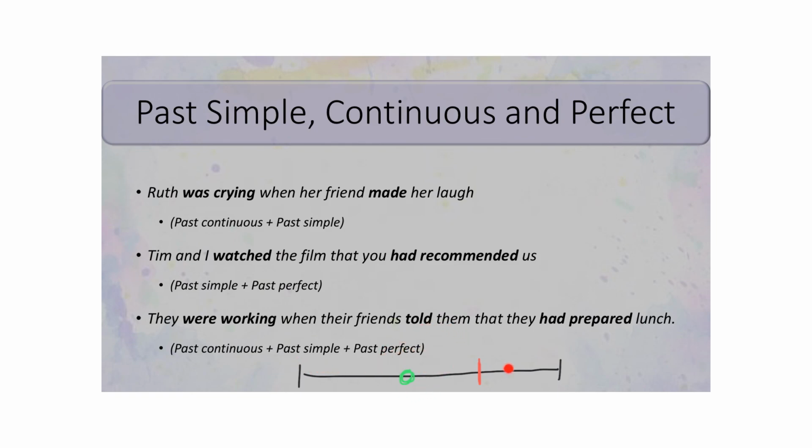So the action in progress, the action that finished in a moment in the past, and the action that happened before the main event. In this case, the main event would be the past simple, told them. So, estaban trabajando cuando sus amigos les dijeron que habían preparado ya la comida.